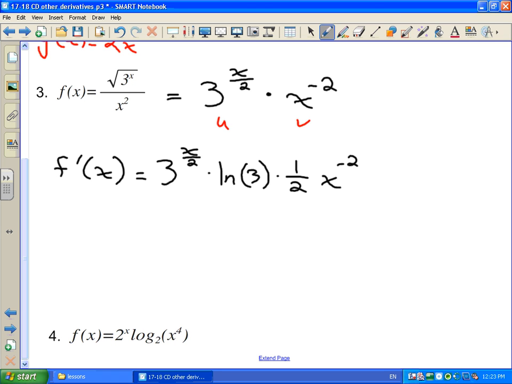And for our second term, we need u. And that gets multiplied by v prime. So v primed is just going to be negative 2 times x to the negative 3. Simple power law.